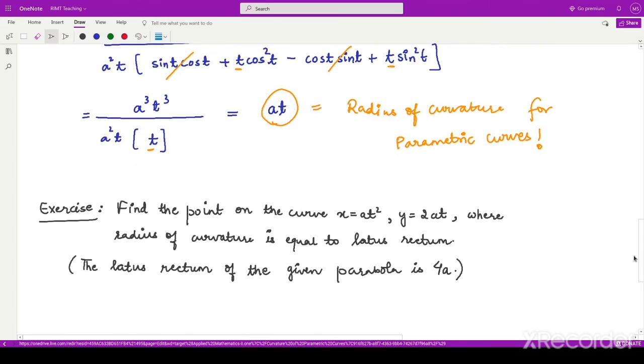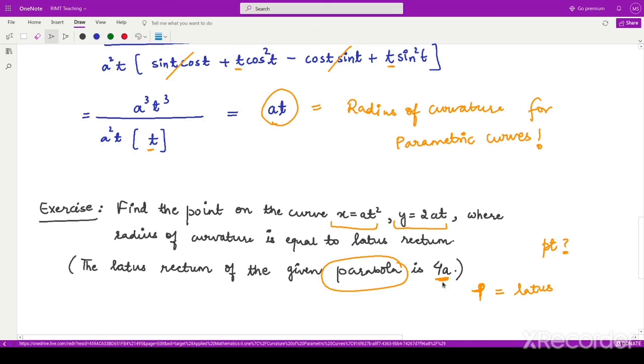So this is one question that you can try by yourself. It says, find the point on the curve. The curve is given to be x is equal to a t square and y is equal to 2at, where the radius of curvature is equal to latus rectum. So now here they are asking what is the point such that your radius of curvature, this rho, is equal to the latus rectum. So what is the latus rectum for this particular curve? This particular curve is the parametric equation of a parabola, whose latus rectum is 4a.